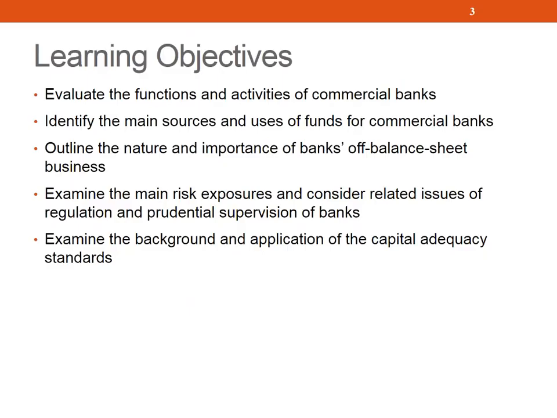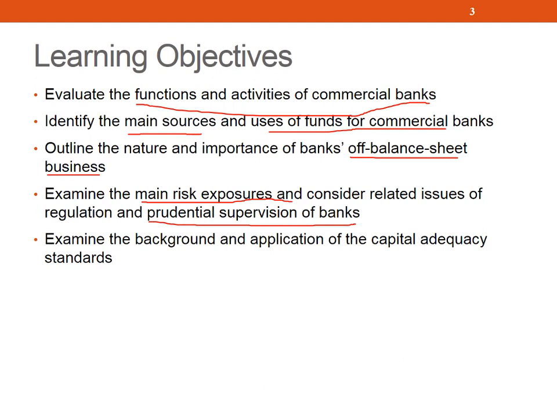So what we're going to have a look at in this topic is what banks do. We're going to look at where banks get their money from and what banks do with their money. We're also going to look at the other services provided by banks, which we call off-balance sheet business. We're going to look at the main risks that banks are exposed to and talk about the supervision of banks by the regulators. And what we're going to do as a part of that is look at capital adequacy standards, which make sure that banks have enough capital to protect themselves from many of those risks.